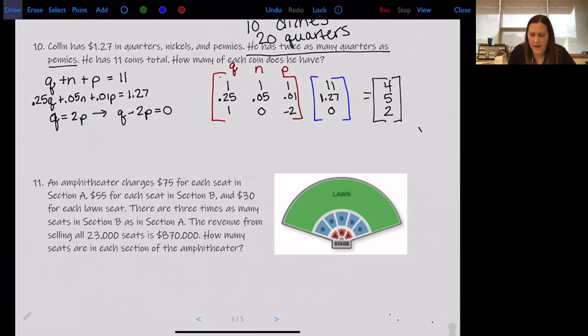Now, the order of the red matrix there was Q, N, P. So it's the same order, it's just going down this time. So this is Q, that's N, and that is P. So I have 4 quarters, 5 nickels, and 2 pennies. All right, so move on to the next video for number 11.